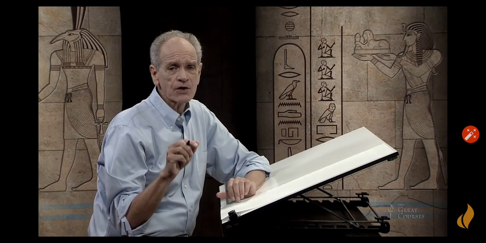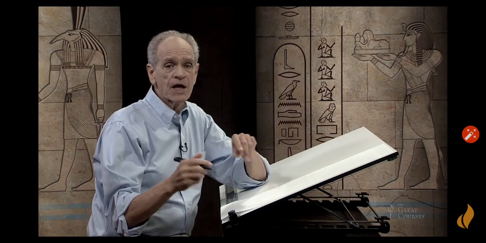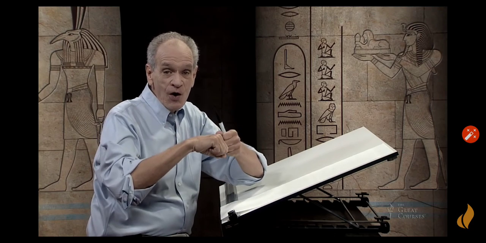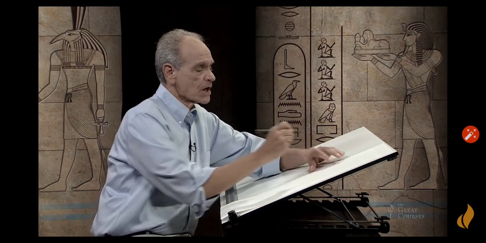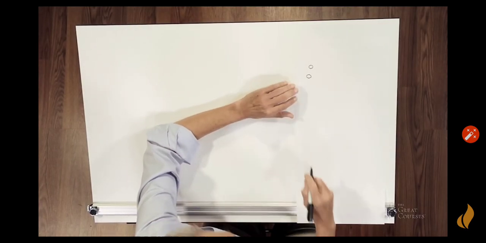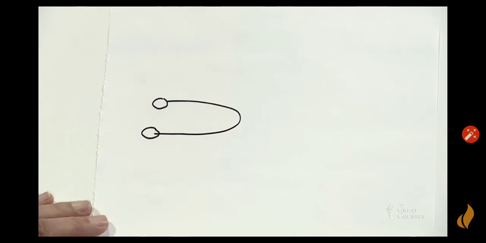Last is the sound ch. This is represented by a tethering ring. It was used to keep animals from running away. Put each loop over a hoof and your donkey isn't going anywhere. Let me show you how to do it. Start by drawing the two loops. This is what's going to fit over the donkey's hooves. And then the string. And that's your tethering ring.